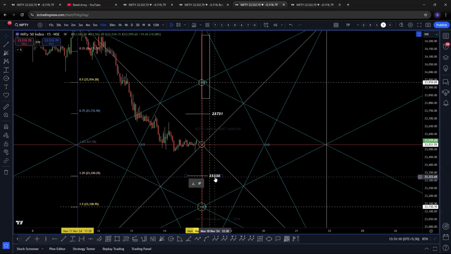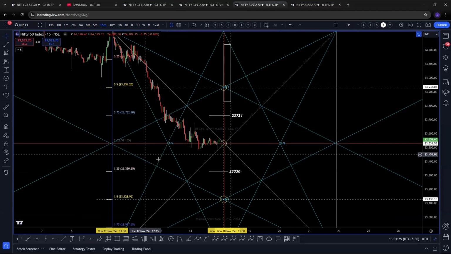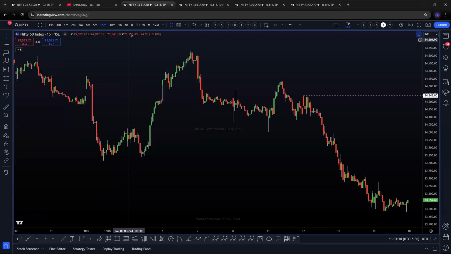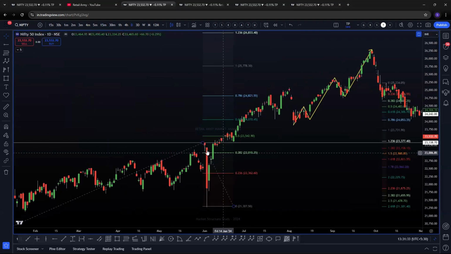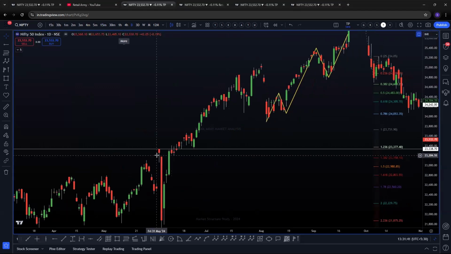If the market bounces from the 23,330 level, now let me tell you, this is very important. If the market bounces from the 23,330 level, this will for sure give a very good swing low. It will give us a bounce at least till the 23,700 level. Why? Let me take you back in history. I'll take a daily chart. 23,338 is the swing high before the election result on June 3rd. On June 3rd, this was the swing high.